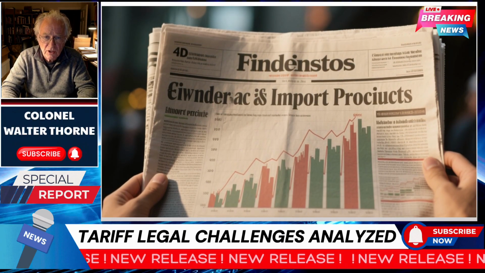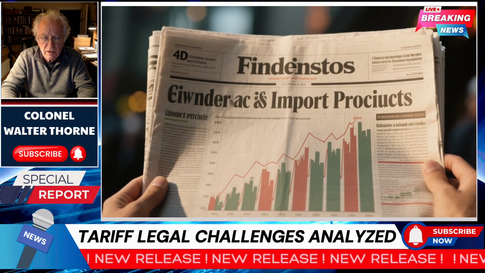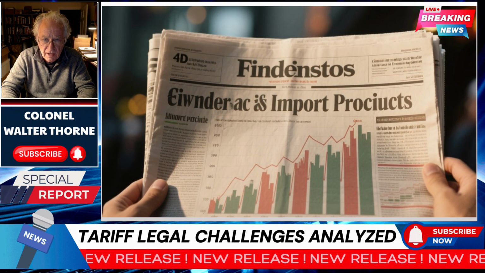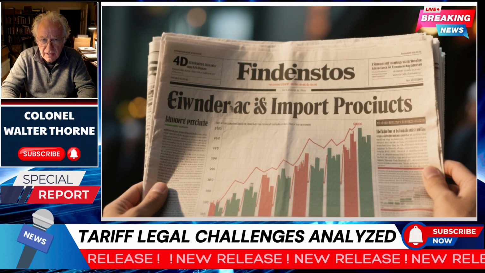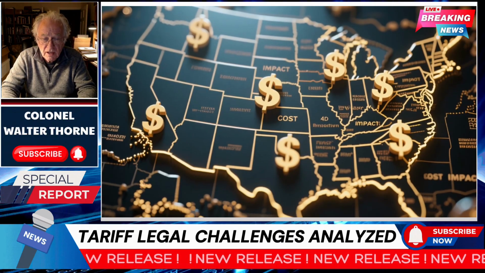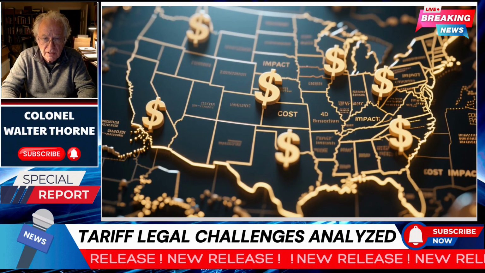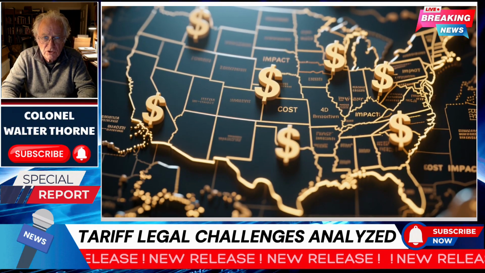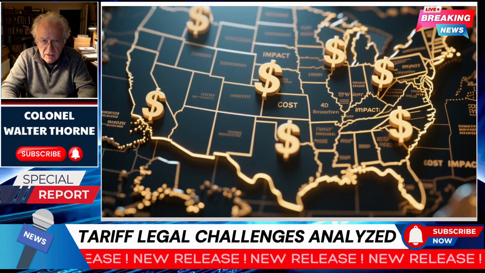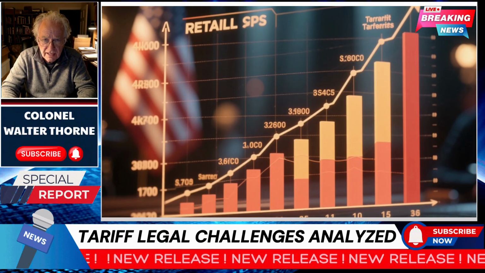Research on consumer prices found retail prices increased by amounts closely matching tariff rates. Pass-through was approximately 100% for most categories. The mechanism operates through supply chain pricing as each level increases prices to maintain margins.